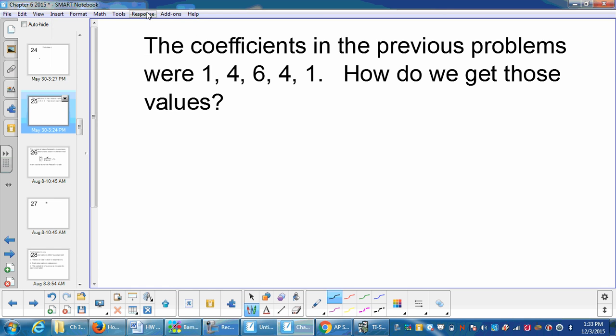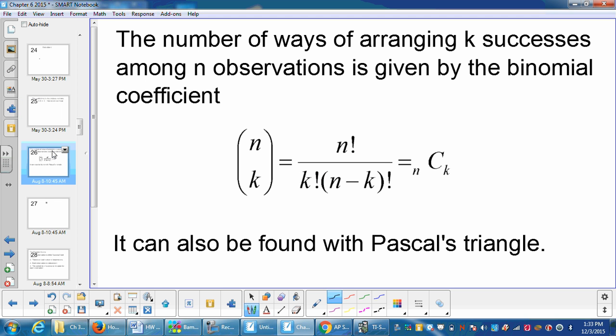Hello, from the last video, we had some numbers that were multiplying. We call them coefficients because we're going to multiply them out front of our probabilities. And we got 1, 4, 6, 4, 1. Now, how did we get those values? Some people may have learned about this before, but it's the number of ways of arranging k successes in n observations. This is called a binomial coefficient.